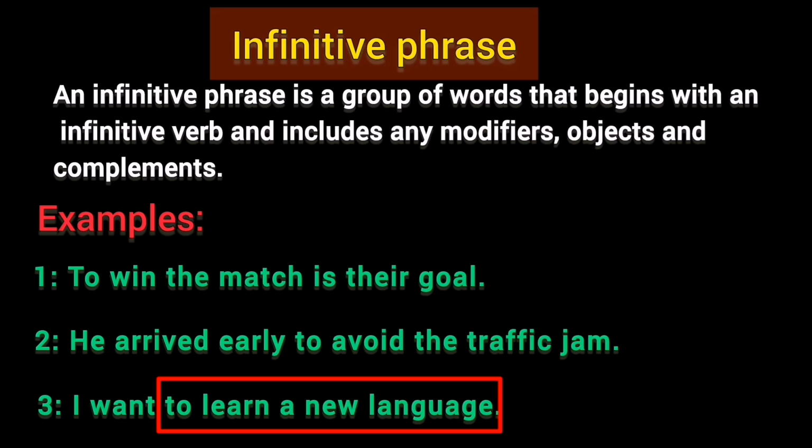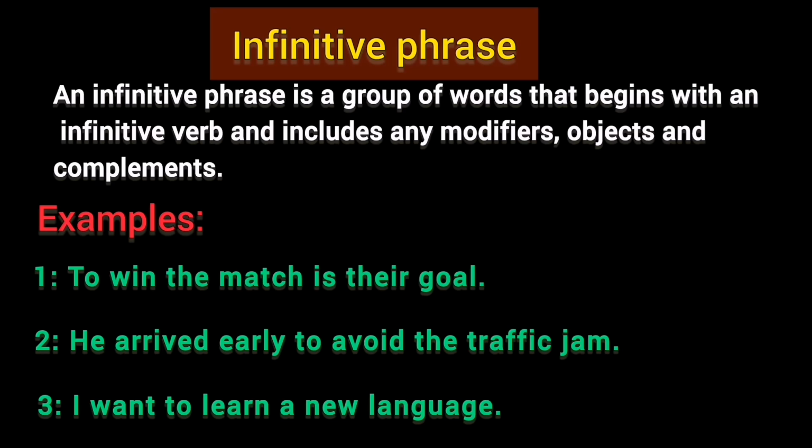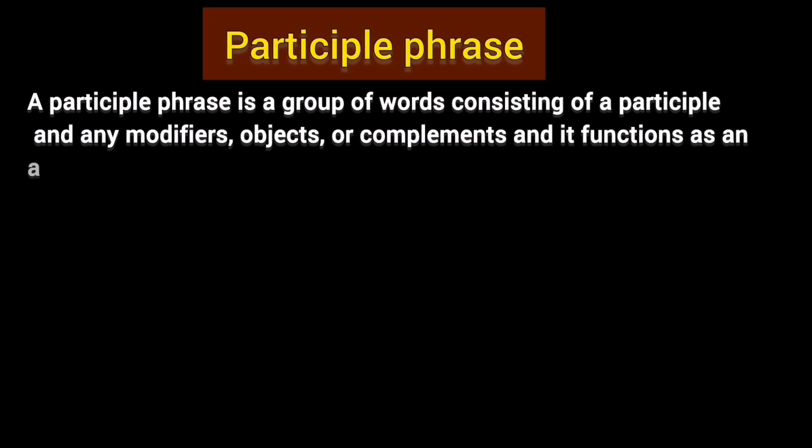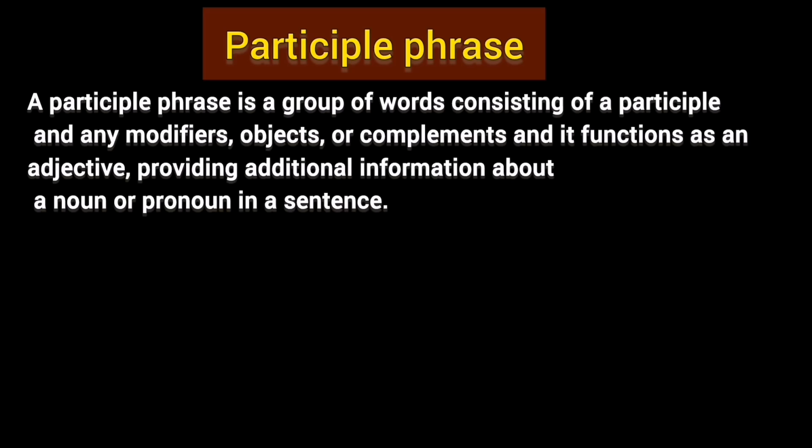As you have understood an infinitive phrase as a verbal phrase, let's learn a participle phrase as a verbal phrase. It can be defined as: a participle phrase is a group of words consisting of a participle and any modifiers, objects, or complements, and it functions as an adjective, providing additional information about a noun or pronoun in a sentence. What does it mean? Simply, it means that a participle phrase refers to a phrase which starts with a participle and it has some related words.